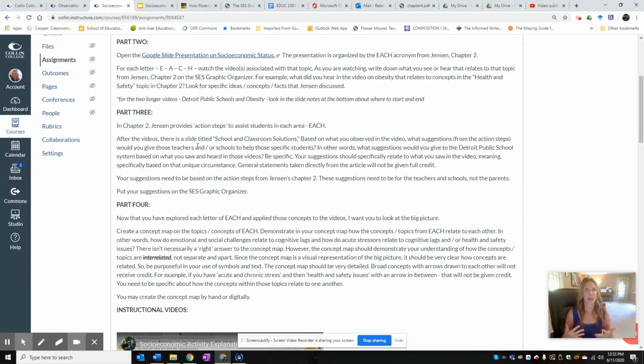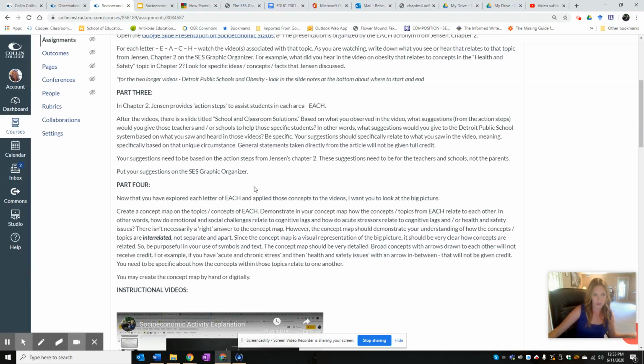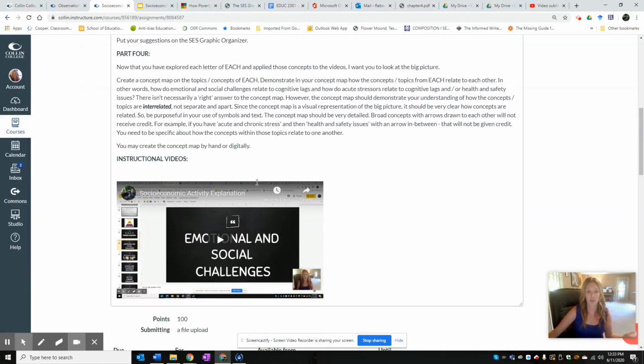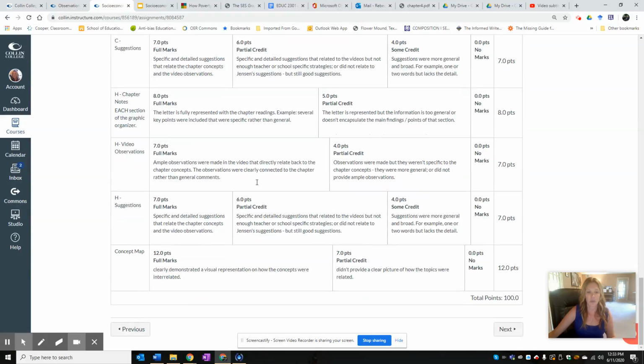So again, that's why I'm not looking for a right way that they're connected. I'm looking that you've put the thought into showing how they're connected in a visual way. If you'll notice with the rubric, I'm not saying you got it right or wrong. It's just, did you clearly demonstrate how those concepts were interrelated, or did you not provide a clear picture of how they're related? Again, not looking for right or wrong. Your concept map can look however you see it fitting together in your head.